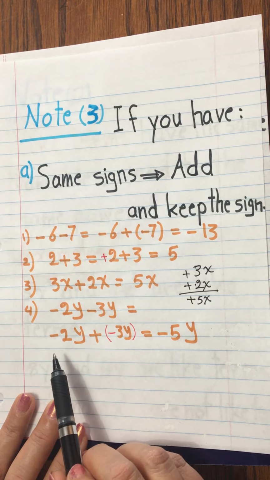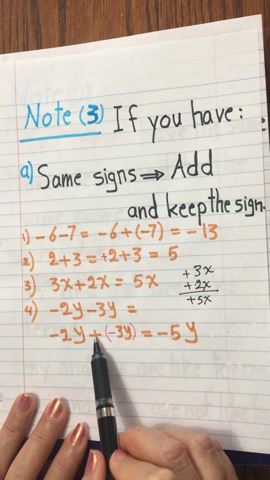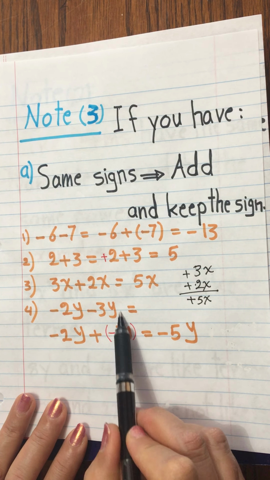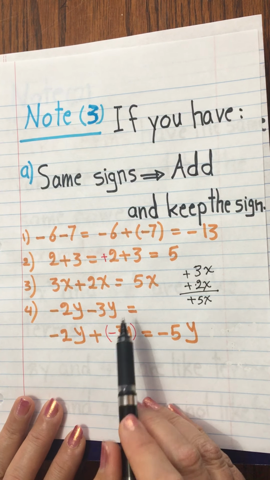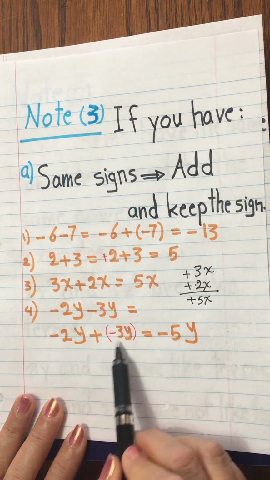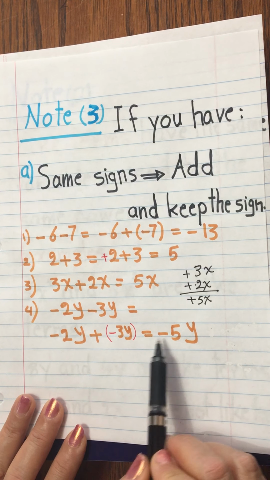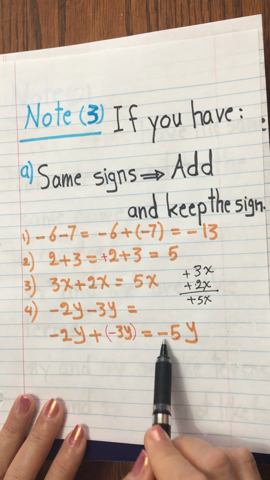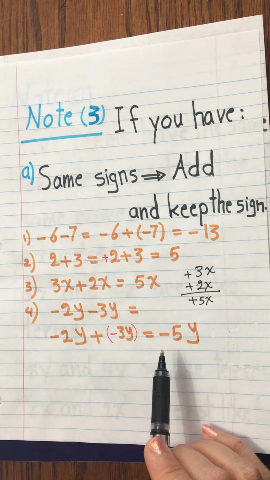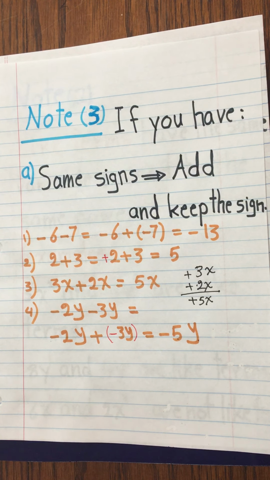-2y minus 3y. First, I'm going to change this negative to a positive sign, and the opposite number for 3y is -3y. So now I have the same signs. So I'm going to add 2y plus 3y, 5y, and keep the sign. So the answer is -5y.